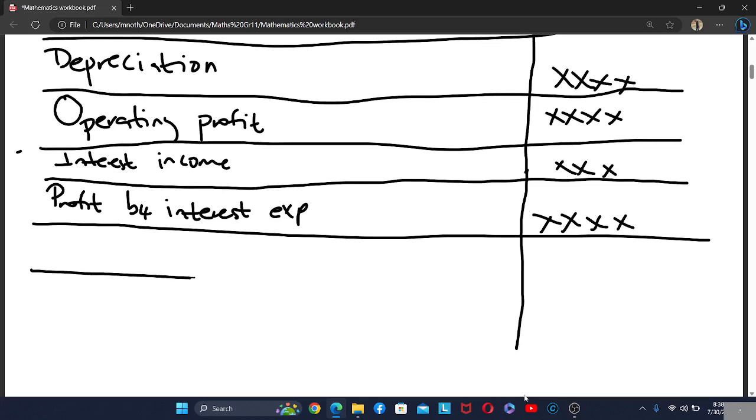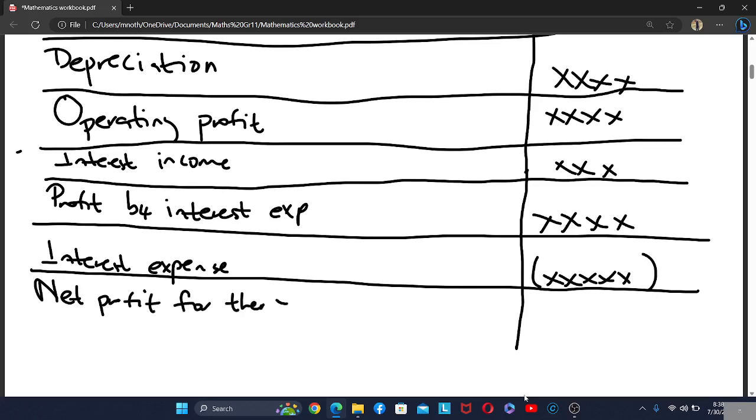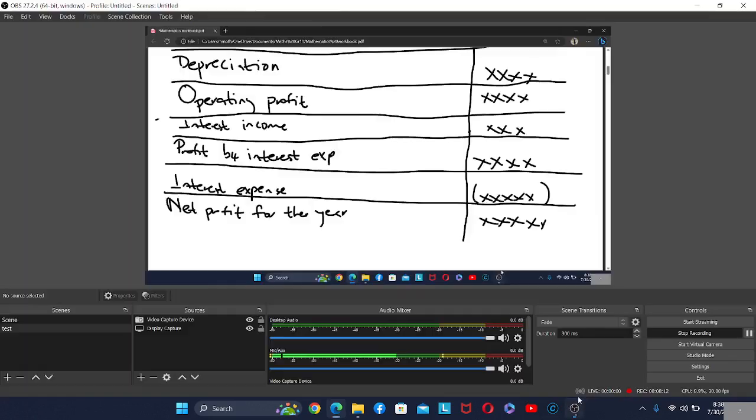Then after that, we are going to have the interest expense. Under interest expense, we might have interest on loan, or the interest on mortgage bond, or the interest on the bank overdraft. All those are the interest expense. So we must put them in bracket to show that we are subtracting the expenses. And then what you are going to get there is the net profit for the year. This is your format of the income statement.